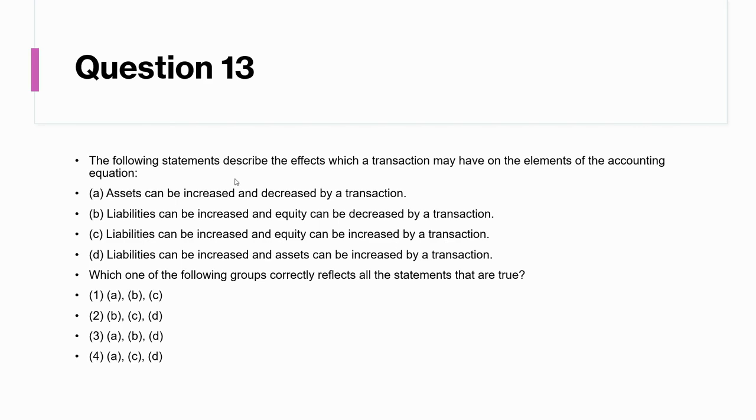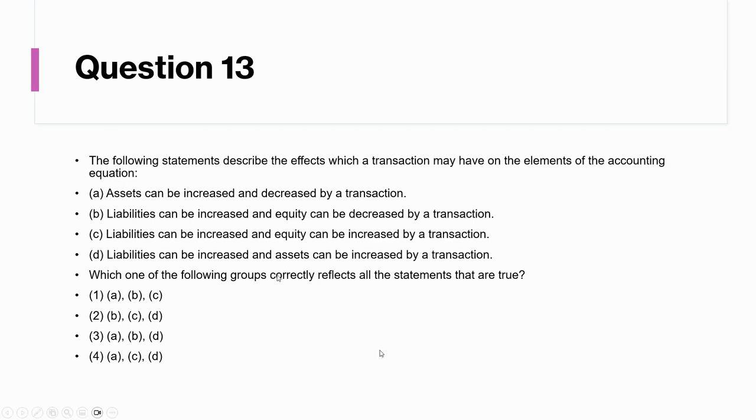Assets can be increased and decreased by a transaction. Yes, this is true. A is correct, guys. Liabilities can be increased and equity decreased. Liabilities can increase. I don't think B is correct. And no, C is not correct. Liabilities can be increased. So I know for sure A and D are correct.